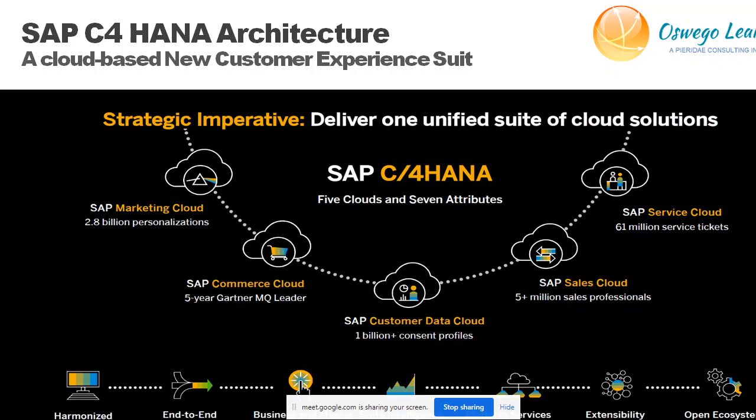The service part is also handled by C4HANA. So that is the reason this business cycle is called lead to cash. It starts from lead and goes up to the cash. And it has five pillars.